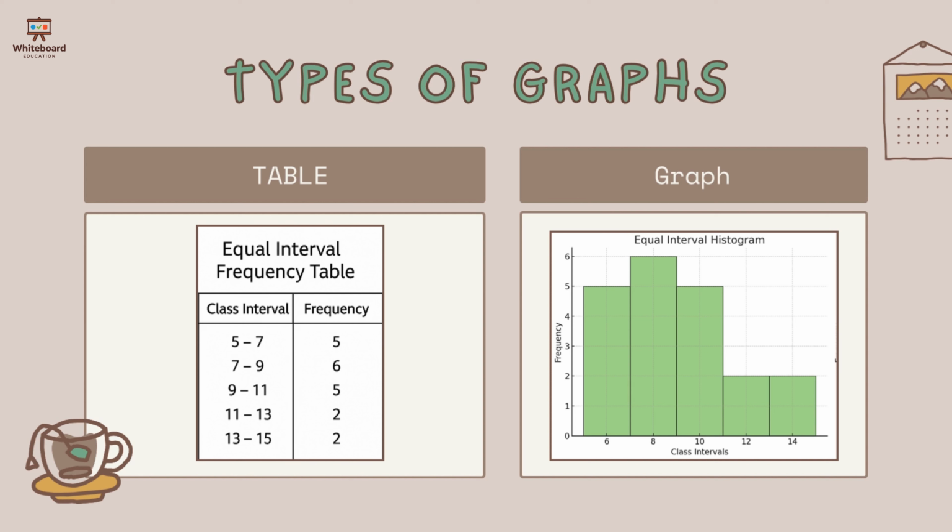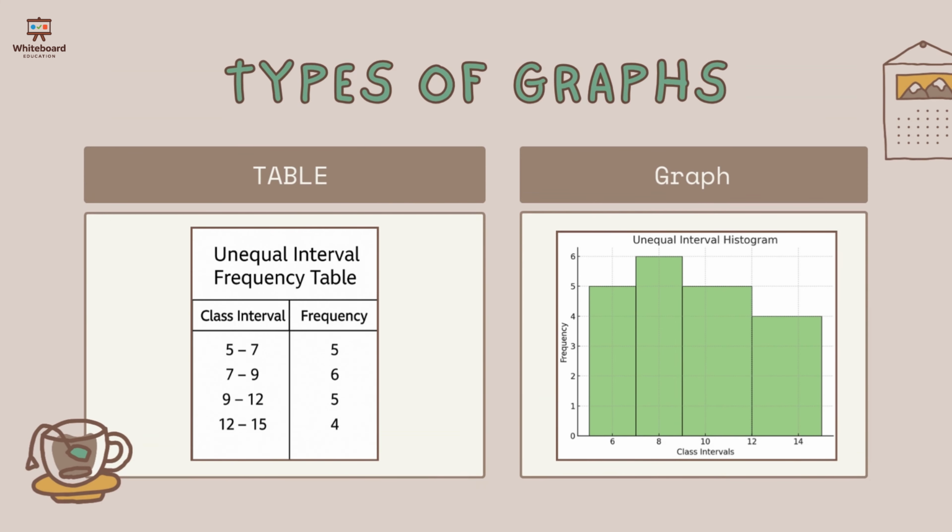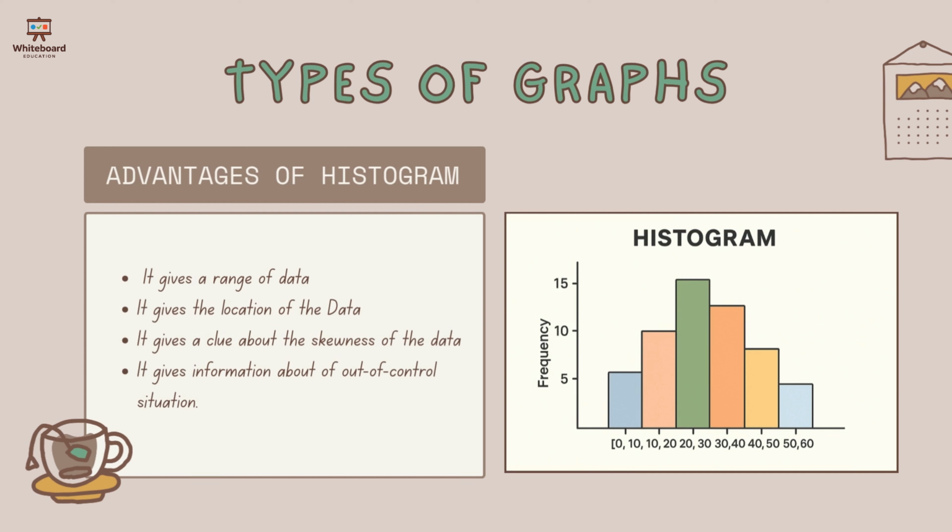The concept is simple. In continuous grouped histogram of equal intervals, the class boundaries are equal. Thus the width of each bar of histogram is equal. On the other hand, in an unequal interval histogram, the interval of class boundaries is unequal. Thus the width of each bar of the histogram is irregular. Here are the advantages of histogram. First, it gives a range of data. Second, it gives the location of the data. Number 3, it gives a clue about the skewness of the data. And number 4, it gives information about out of control situation.